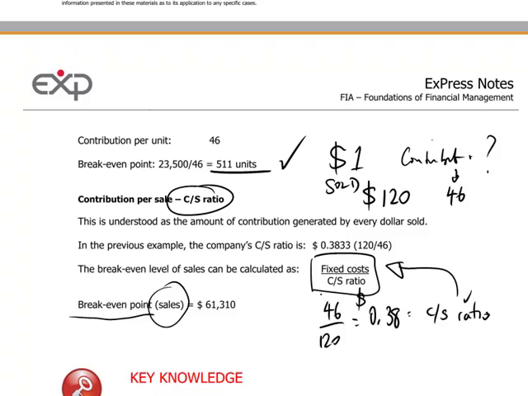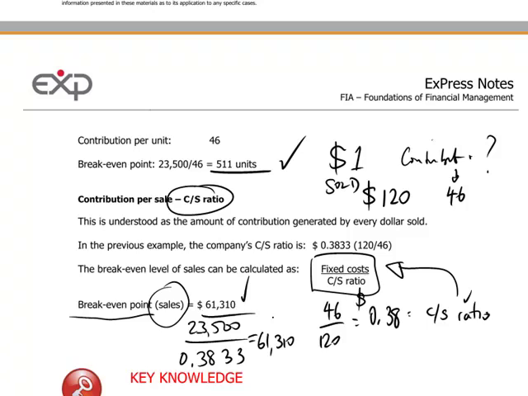Fixed costs, 23,500, divided by 0.3833, that's our CS ratio, will come out to, let's just pull out our calculators and verify. It's always good to verify these things. 61,310. I'll just round off the number. That's what we have here.